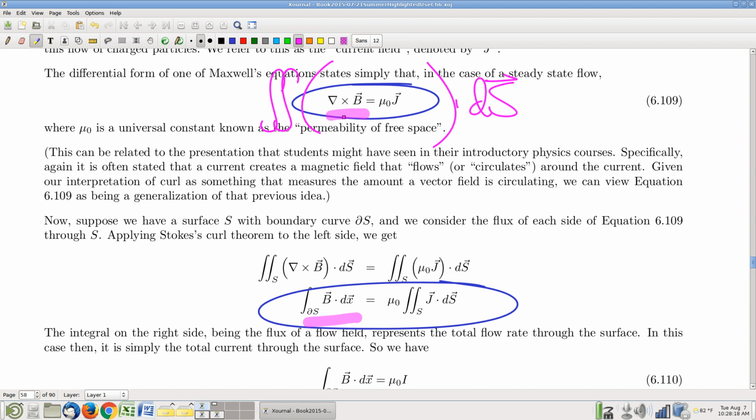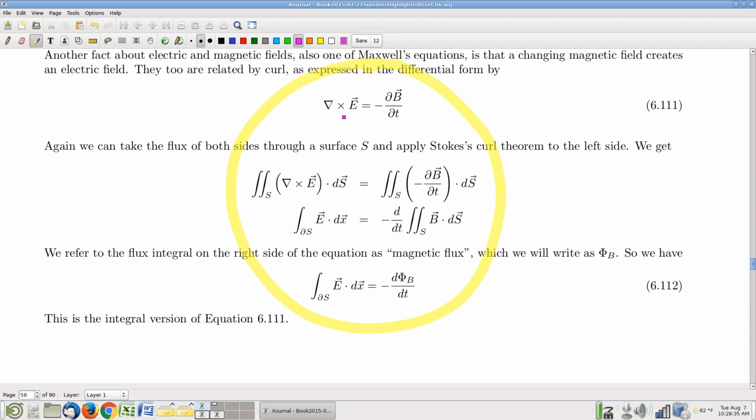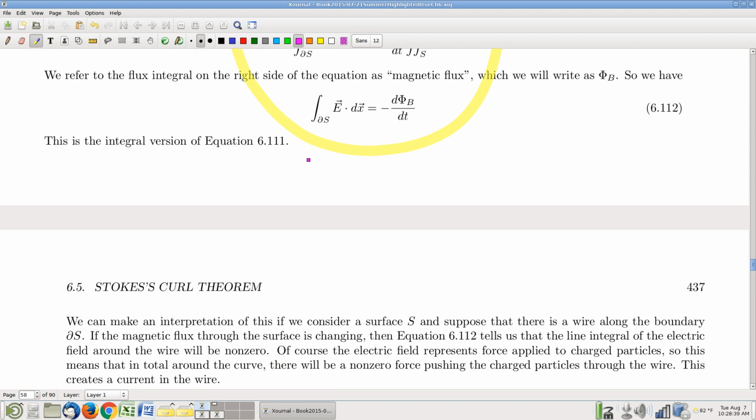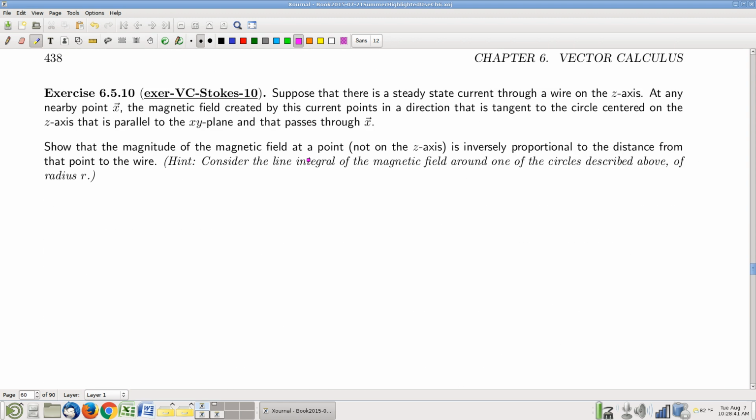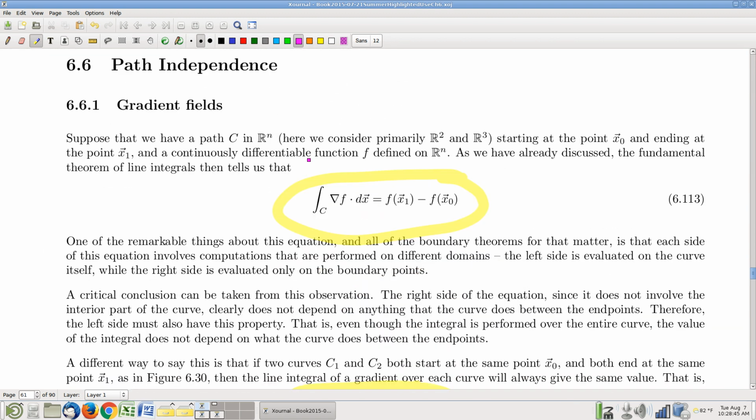So it's very similar to the connections that we made with Gauss's divergence theorem as being, on the one hand, statements about flux, and on the other hand, statements about flux density. Okay, anyway, that's for y'all to read on your own. Again, another version of Maxwell's fourth equation worth looking at. Okay, so I'm going to move on to section 6.6, path independence.